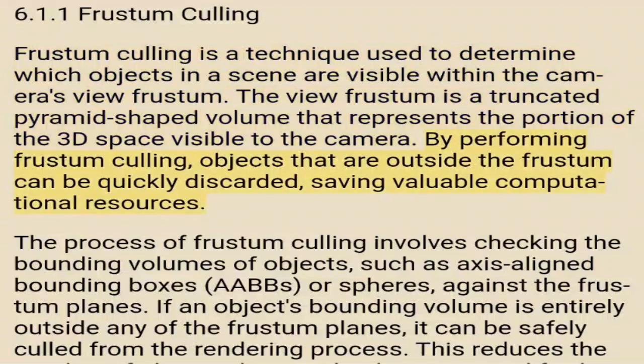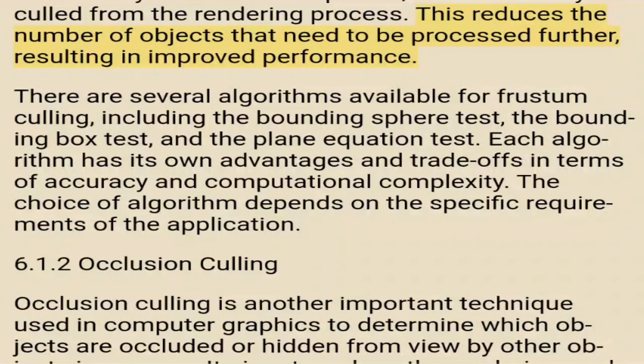By performing frustum culling, objects that are outside the frustum can be quickly discarded, saving valuable computational resources. The process of frustum culling involves checking the bounding volumes of objects, such as axis-aligned bounding boxes (AABBs) or spheres, against the frustum planes. If an object's bounding volume is entirely outside any of the frustum planes, it can be safely culled from the rendering process.